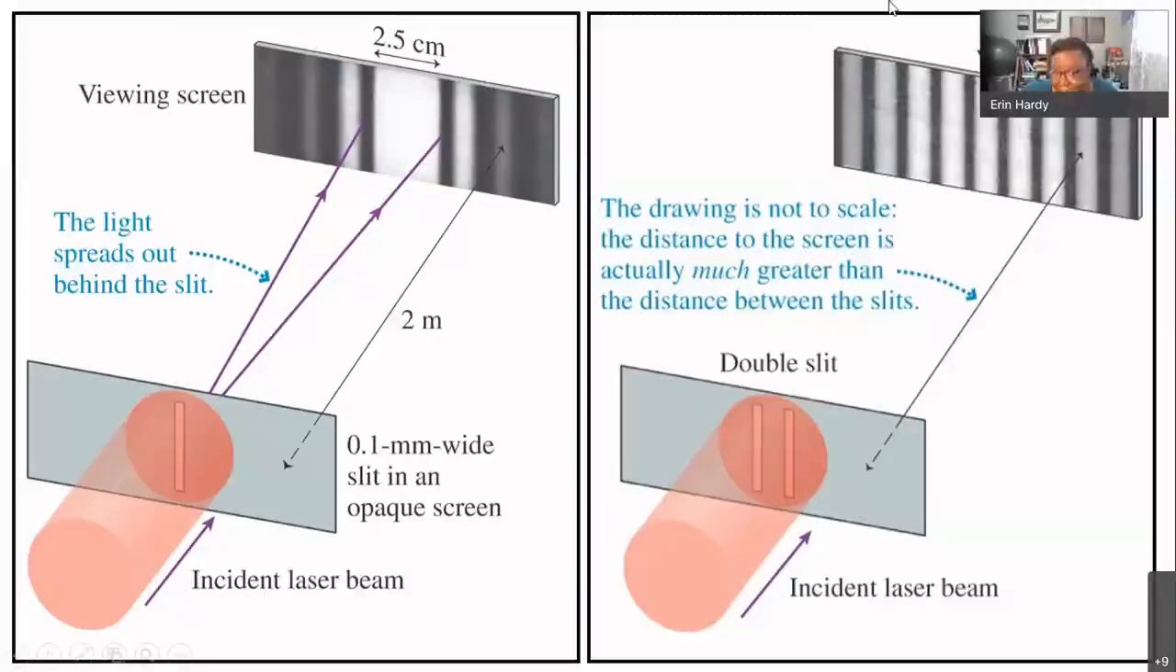So the takeaway here is that in both of these cases, we know that this light that's coming from the laser beam has to be interfering with something in order to produce these patterns. And it's more than just interacting with the slit. The light source is actually interfering with itself in between the slit and the screen.